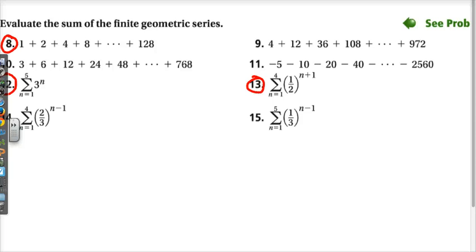These are the frequently asked questions for Algebra 2, section 9.5, day 1. It says evaluate the sum of the finite geometric series.